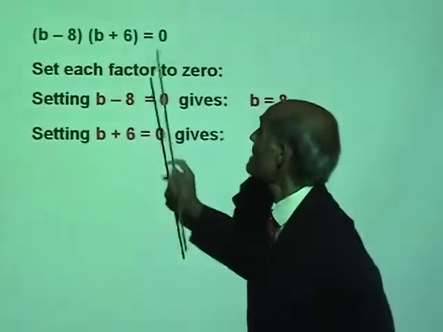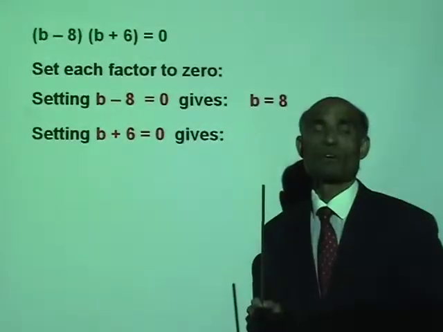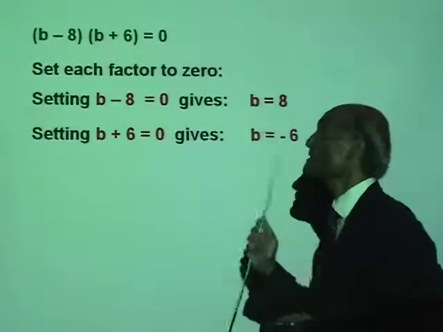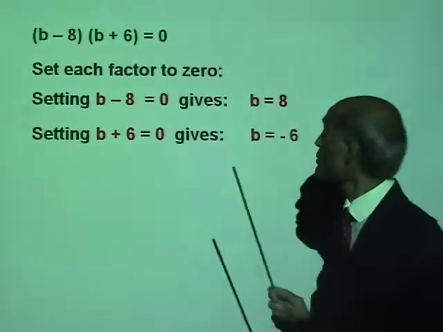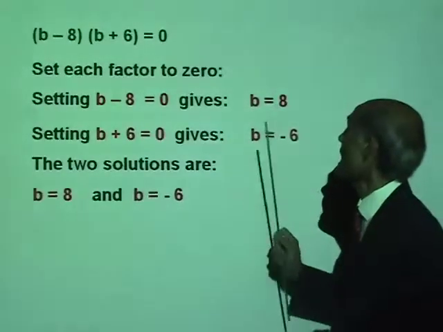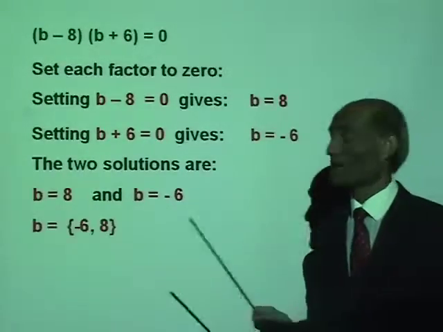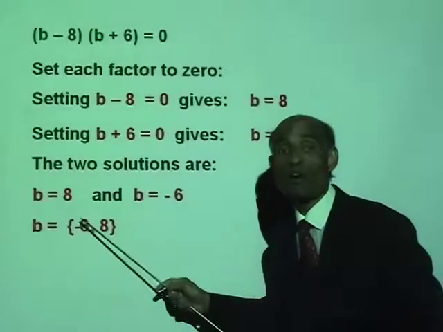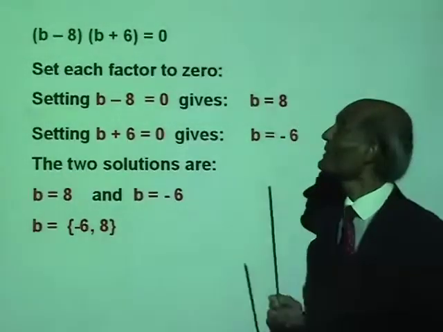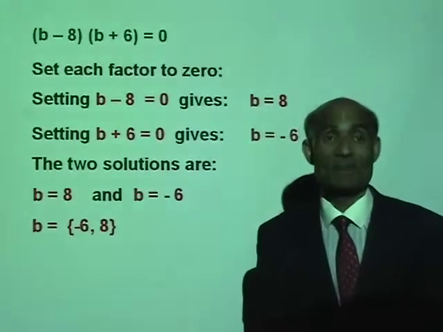And now set the second factor to 0. B plus 6 equal to 0. What is the value of B from there? B equal to negative 6. So the two solutions are B equal to 8 and B equal to negative 6. B is a set of negative 6 and 8. Okay, that was a good equation. You must learn how to do that.